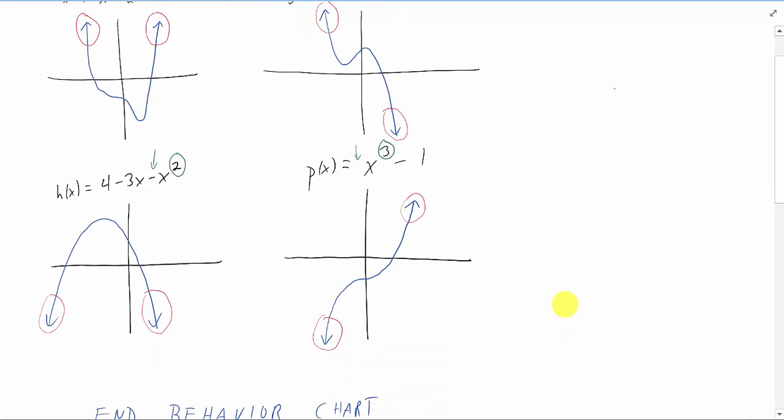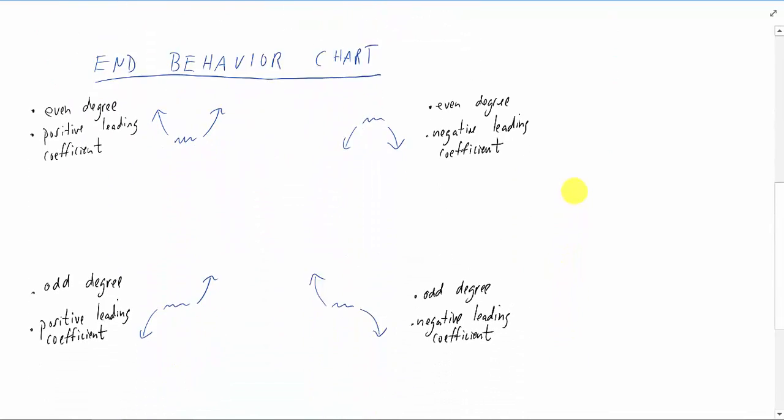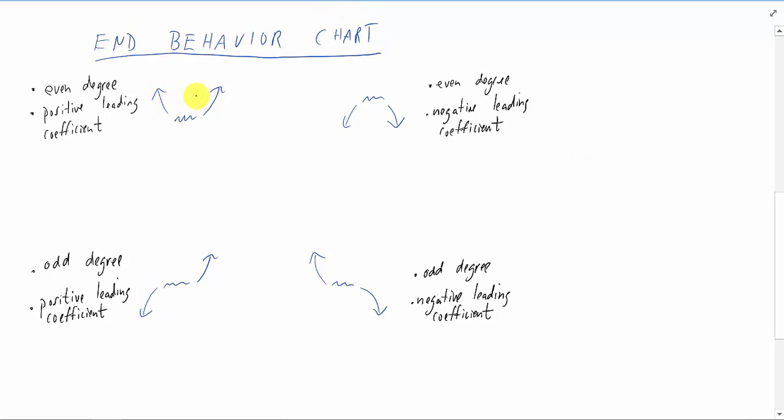I'm going to summarize all of that information in this end behavior chart. We draw our little pictures of our end behavior, that's the stuff I circled above, and we usually put a little squiggle in the middle to say we don't know what happens in the middle yet. We just know that based on the degree and the leading coefficient, what happens to the polynomial as x gets very small and as x gets very big. So hit pause if you want to take a look at this for a little longer.